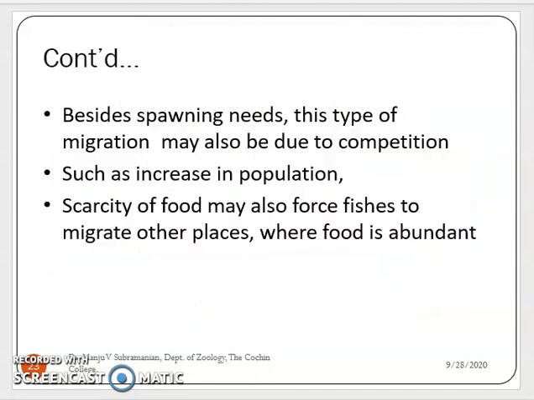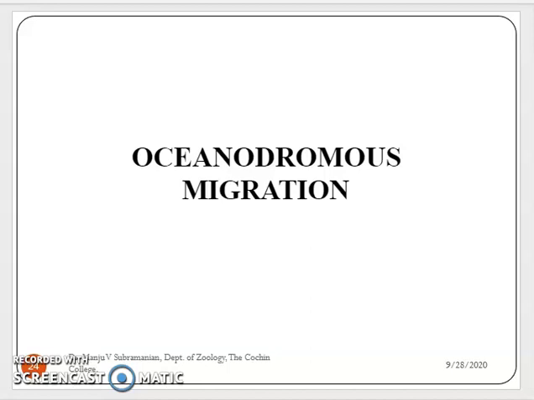And besides the spawning needs, this type of migration may also be due to competition. So this type of migration, that is the Potamodromous migration, also takes place as a result of competition. When the population increases in one area due to the scarcity of food, the fishes migrate from one area to another, and they just move to the area where there is an abundant supply of food.